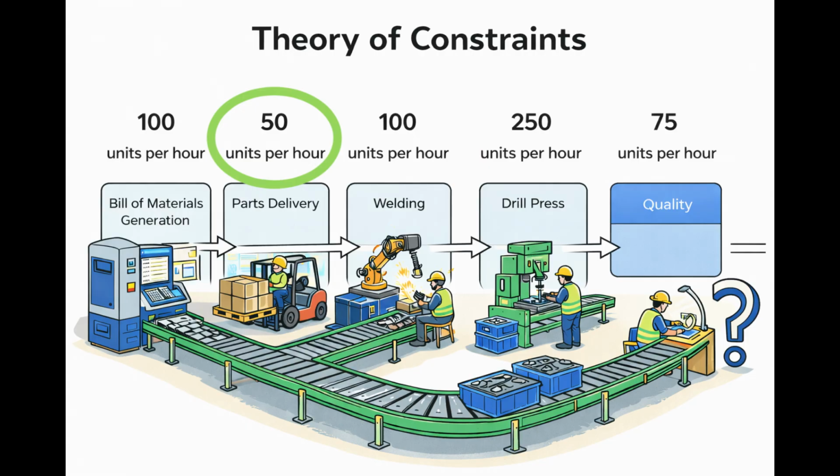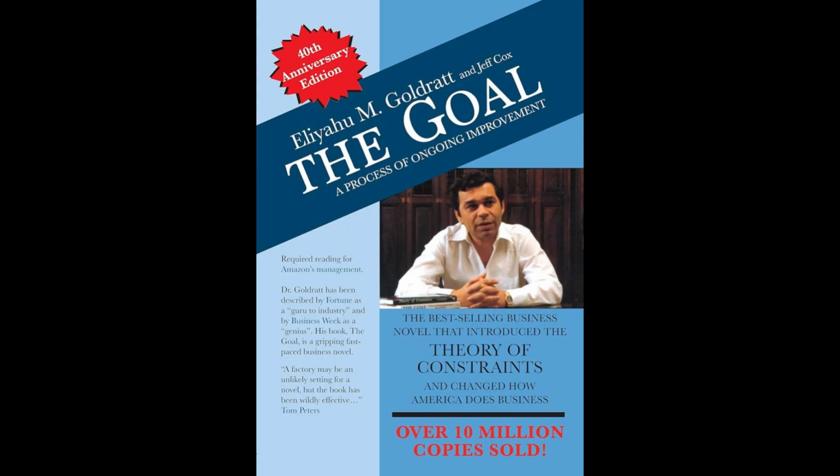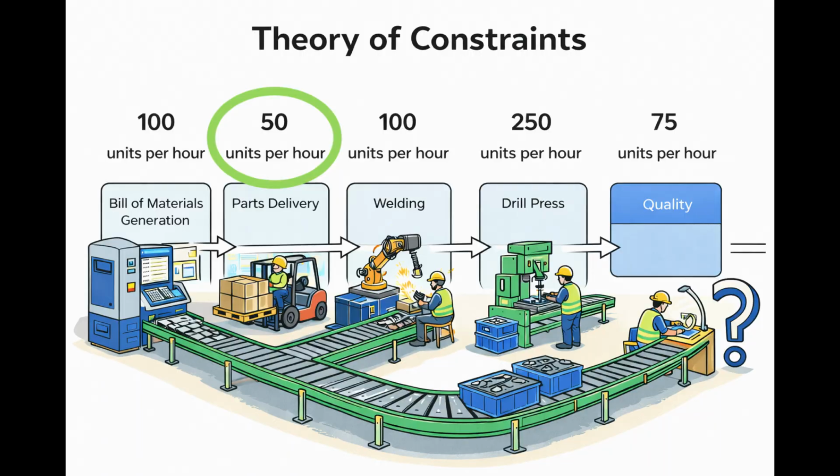That's it. It doesn't matter what the other 4 stations can do. The system can only move as fast as its slowest point. This is the theory of constraints, popularized by Eli Goldratt in the book called The Goal, which I highly recommend. And the insight is almost frustratingly simple. Every system has exactly one constraint, and improving anything that is not that constraint is just the illusion of progress.